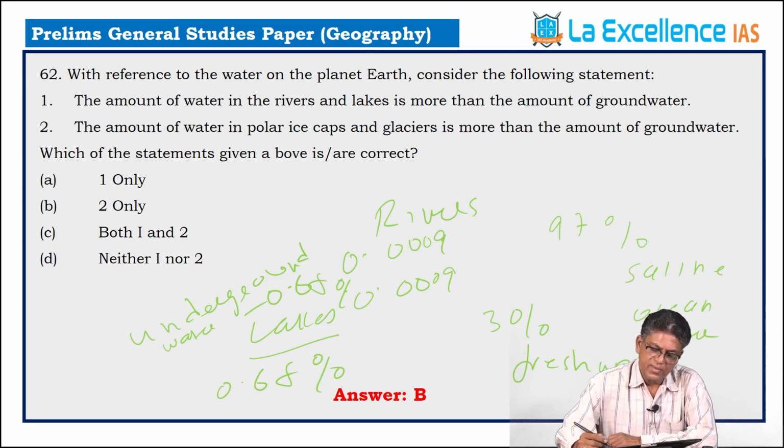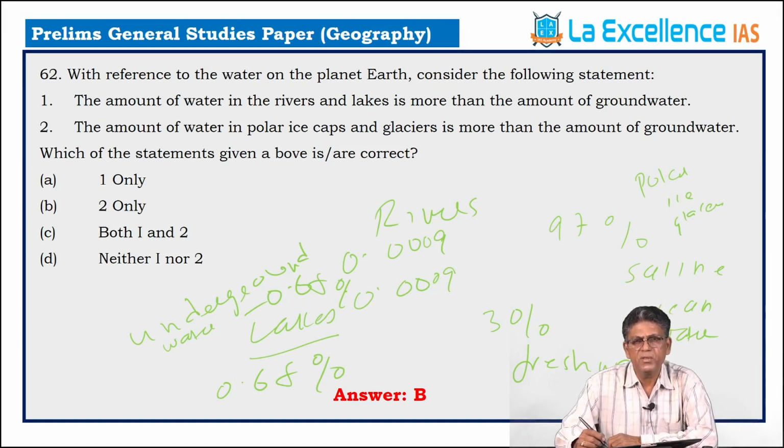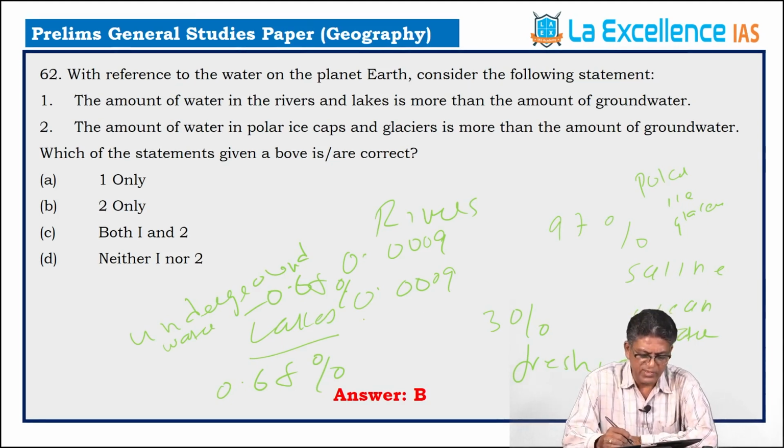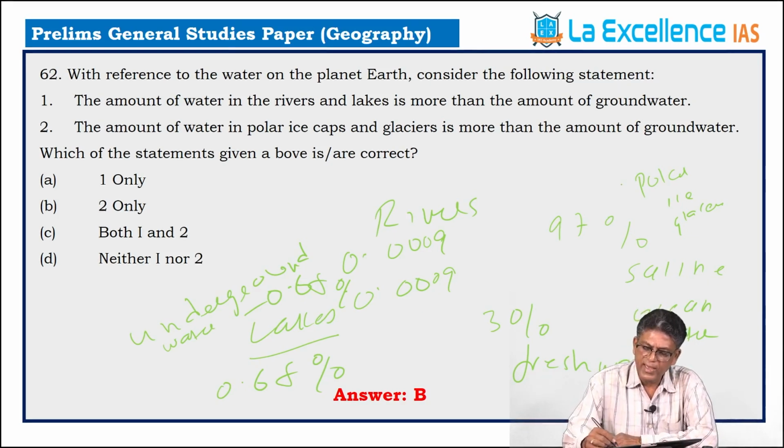Then polar ice and glaciers. These will have the greatest share in the freshwater resource. And if you take the overall water resource, like we have taken when talking about these figures, 0.0009 for rivers, 0.0009 for lakes, and underground water is 0.68, polar ice and glaciers will have 2%.